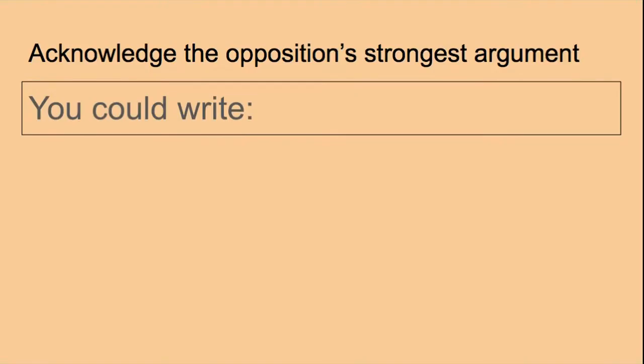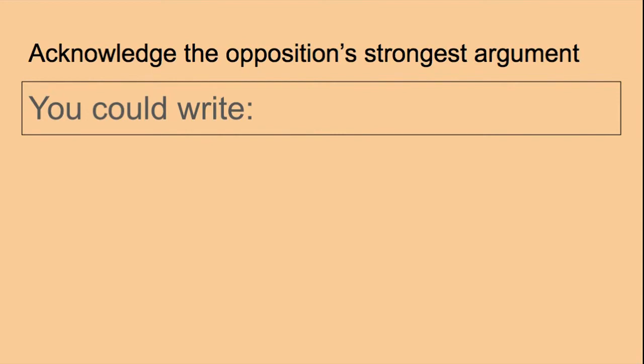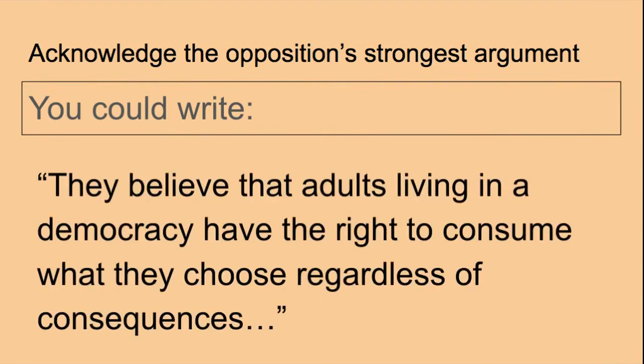The next thing you need to do is highlight one of their major points. Think about how you'd argue against yourself. You could start your sentence with, "They believe that," and then state what their strongest argument is. So, what I'd say in my essay is, "They believe that adults living in a democracy have the right to consume what they choose, regardless of the consequences."